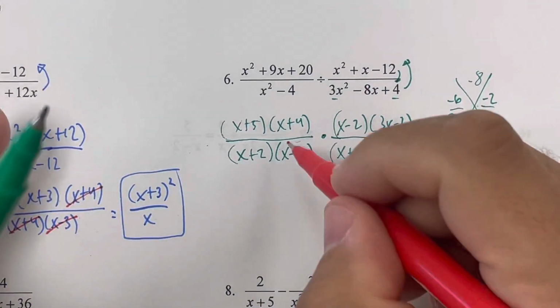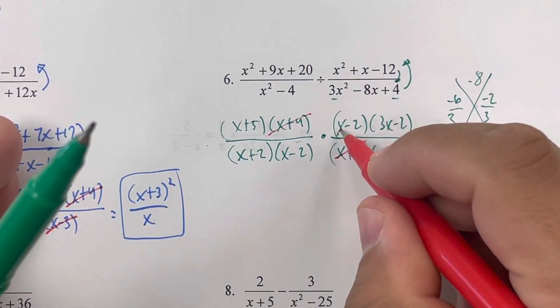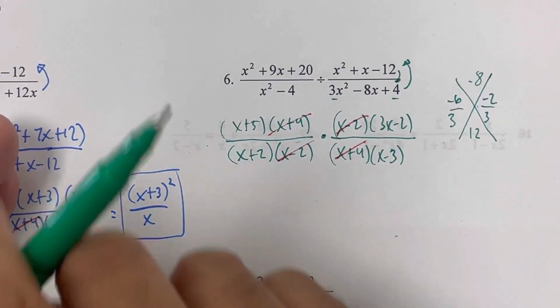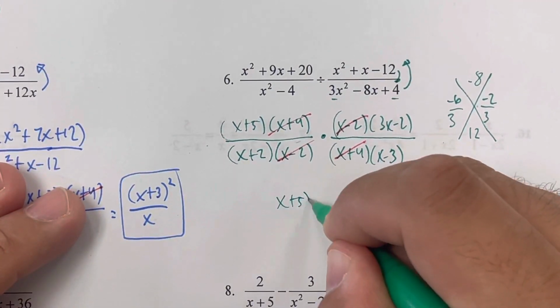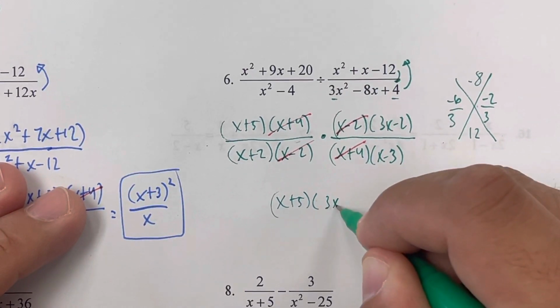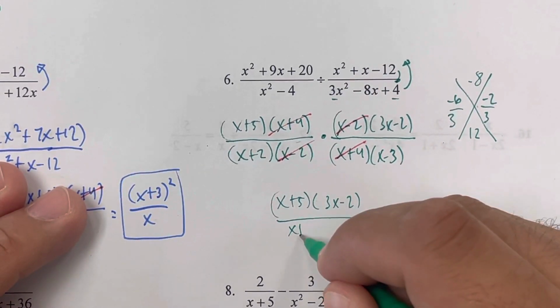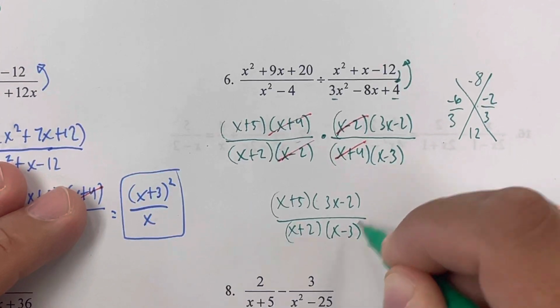Common factors, let's see, I have an x plus 4. I have an x minus 2. That appears to be it. So on the top I have x plus 5 times 3x minus 2 over x plus 2, x minus 3.